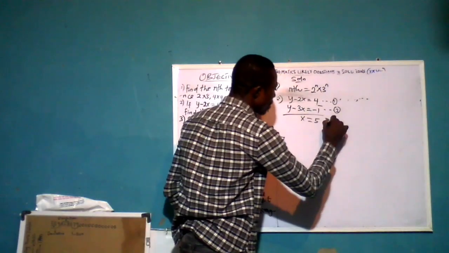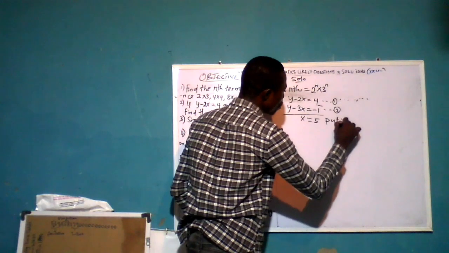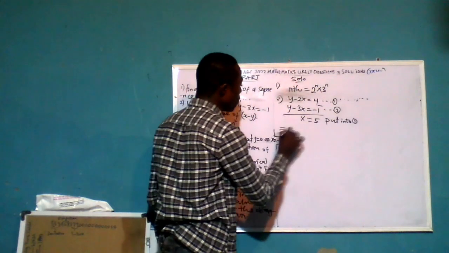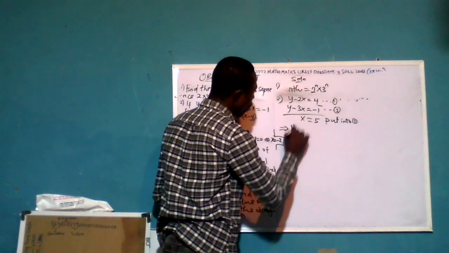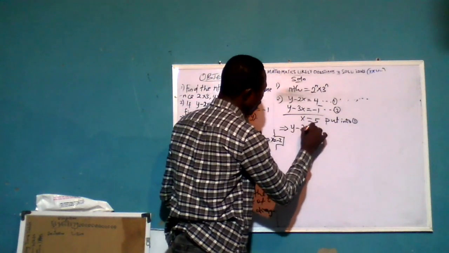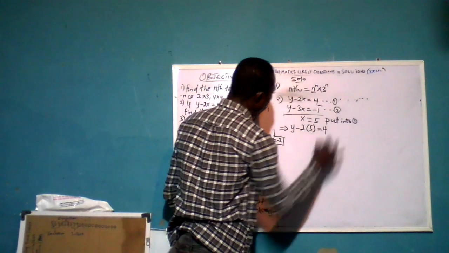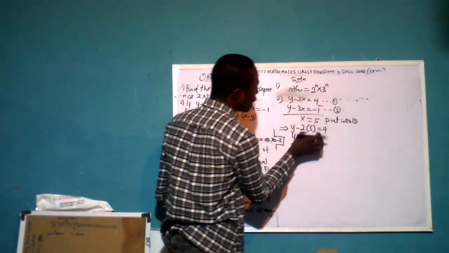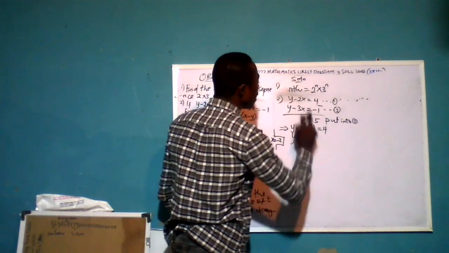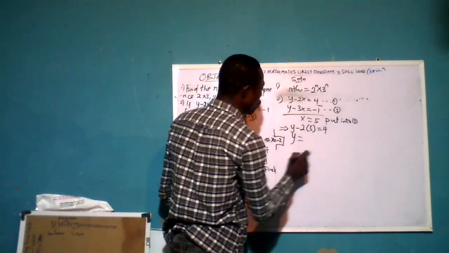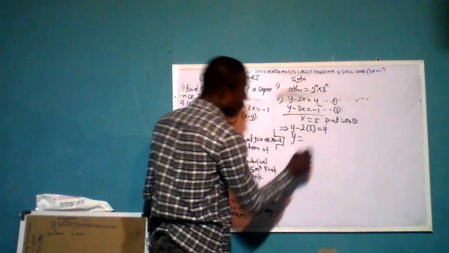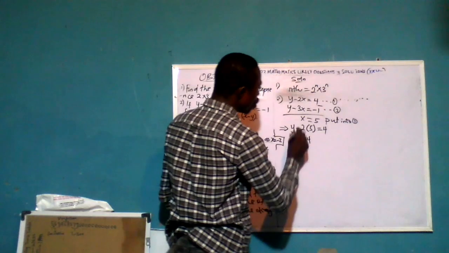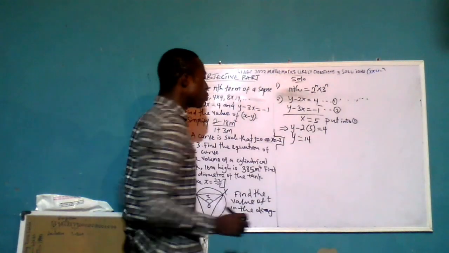Put this x equal to 5 into equation 1. If you put it into equation 1, that implies that equation 1 will be giving us y minus 2 into bracket 5 equal to 4. And straight away you have your y to be equal to, because this minus 2 times 5 will give you minus 10, and if you take minus 10 from here to the other side of the equal to sign, that will give you plus 10, and plus 10 plus 4, that will give you 14. Therefore you have your x to be equal to 5 and your y to be equal to 14.